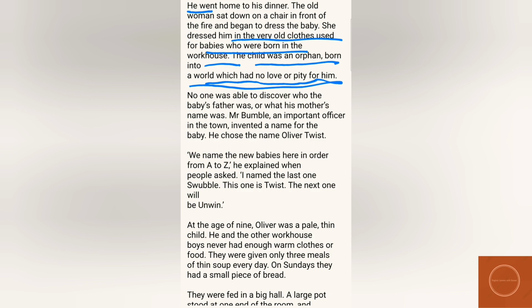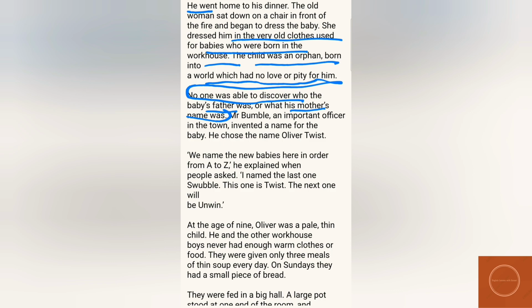No one was able to discover who the baby's father was or what his mother's name was. So these are the two things which nobody was able to discover. Because through these things he could get some connections and get to know about his family, so that he could finally have a family and not become an orphan. Because the life of orphans at that time was very, very harsh.